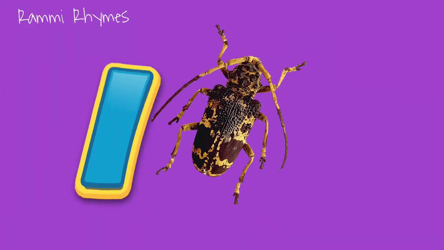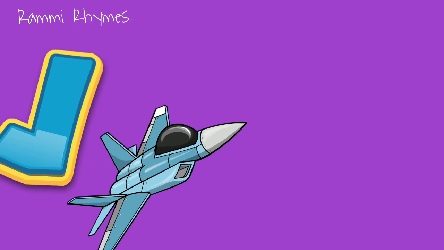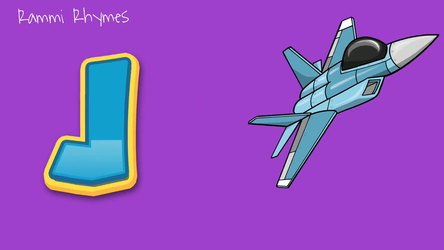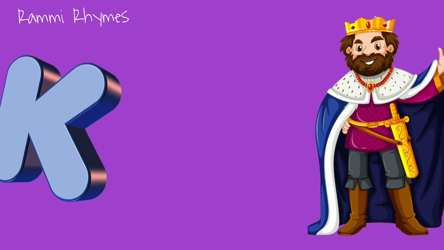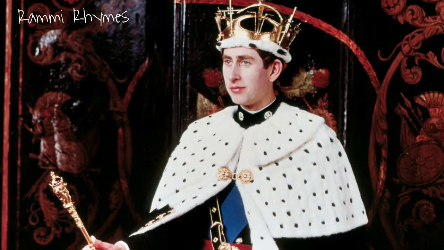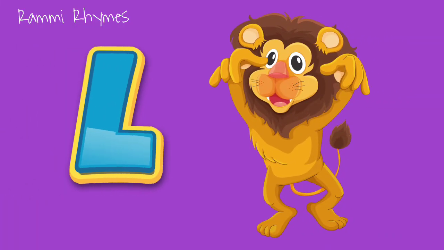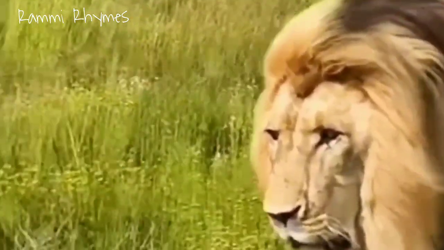I. I is for insect. J. J is for jet. K. K is for king. L. L is for lion.